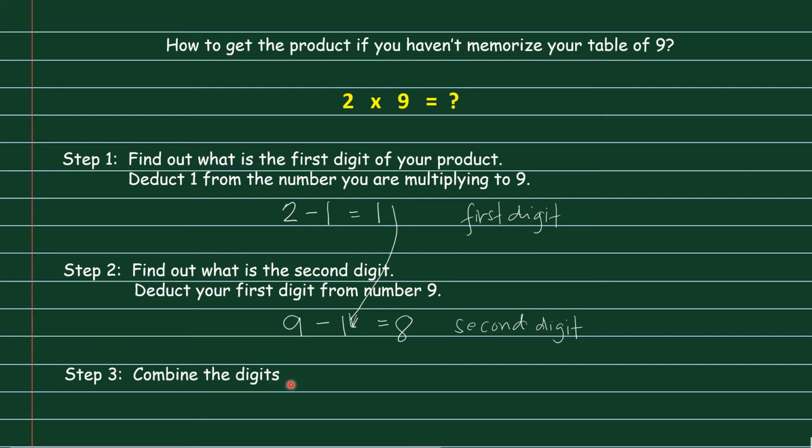Step 3, combine the digits. So, i-combine natin yung digits. Okay, so we have our first digit is 1 and the second digit is 8. So, our 2 times 9 is 18.